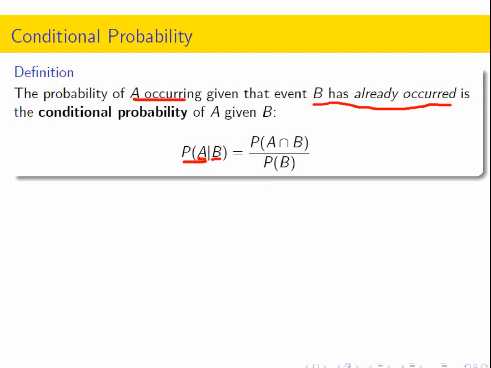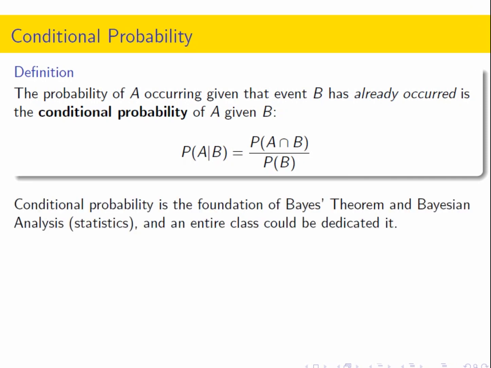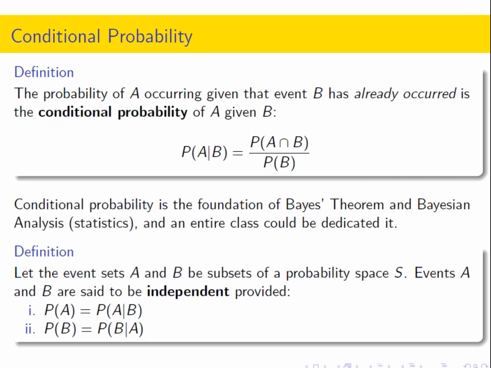So the formula is the probability of A intersect B divided by the probability of B. We'll look at this visually in just a second. This formula is fairly easy to work with, but the more important thing is the definition of independence. We are going to call two event sets A and B independent, provided that the probability of A is equal to the probability of A given B.